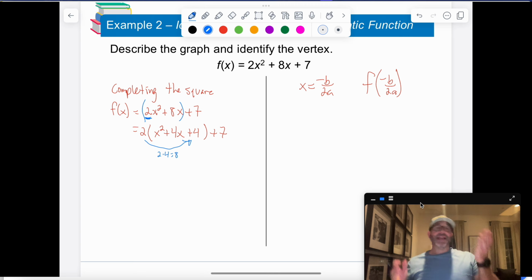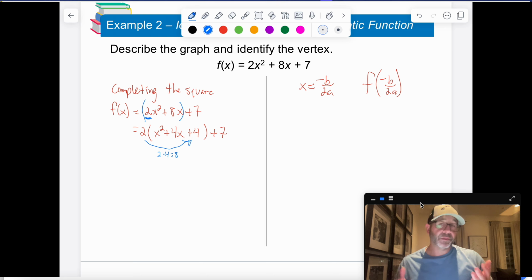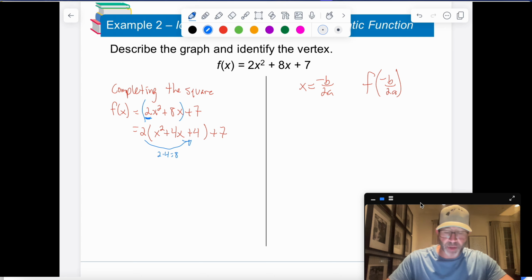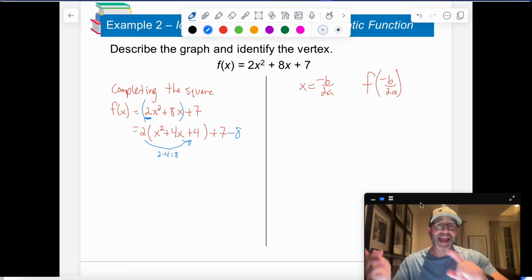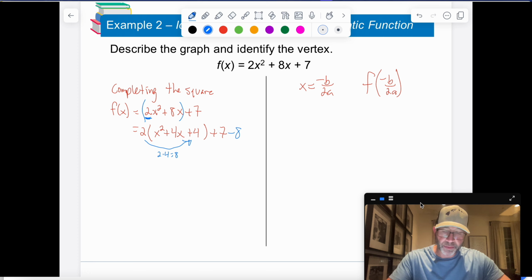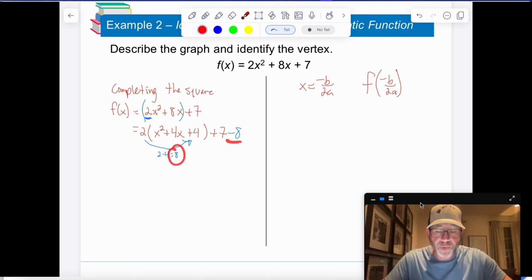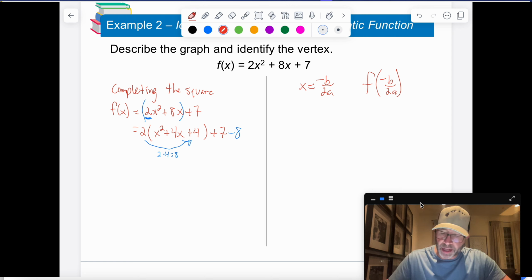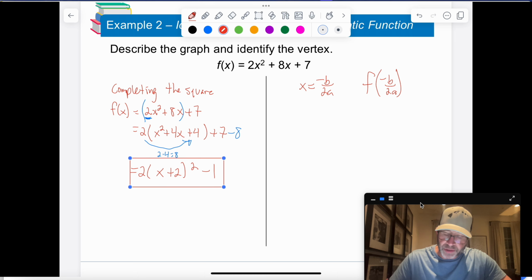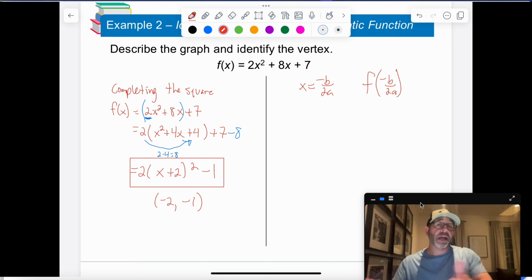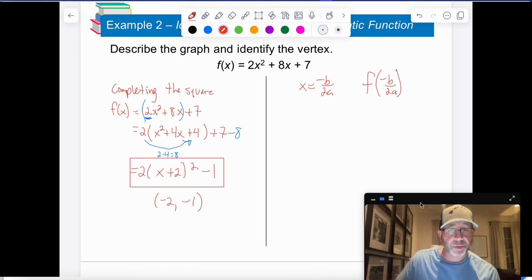So to balance it, if I added 8 to the right side, then I have to balance it by taking away from the right side an 8. If I add 8 in, see how I put 8 in? I'm going to take away 8, and it's like it never existed. So then to finish this, what we're going to have is y is equal to 2 times x plus 2 squared minus 1. Okay? And when we look at our vertex here, the vertex is at -2, -1. Again, always take the opposite of the quantity that we see there, that x plus 2.